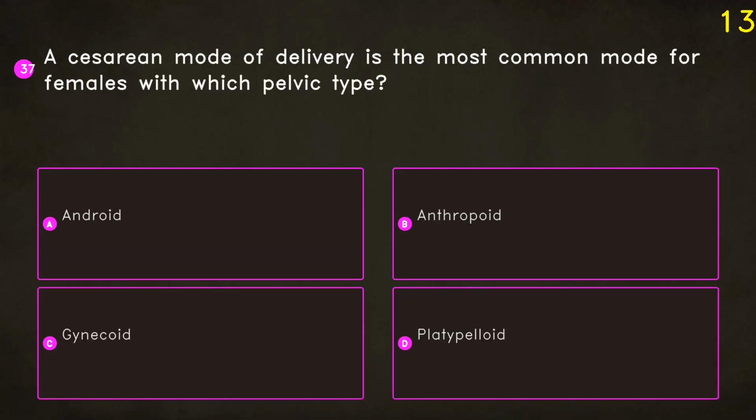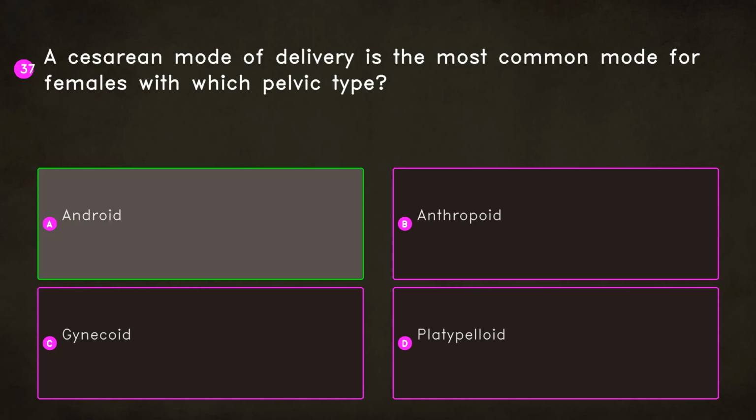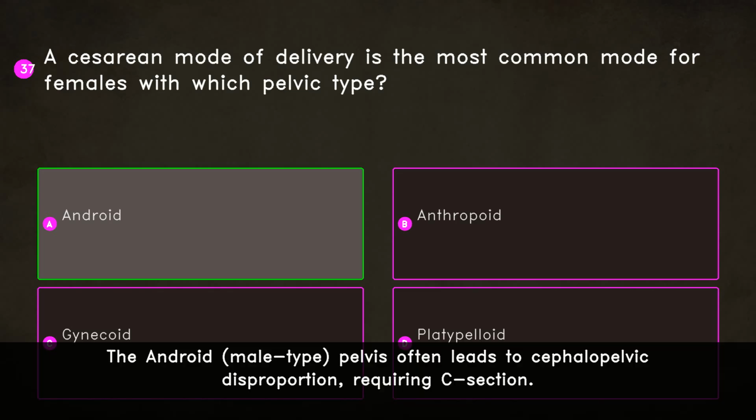Question 37. A cesarean mode of delivery is the most common mode for females with which pelvic type? A. Android. B. Anthropoid. C. Gynecoid. D. Platypeloid. The correct answer is android. The android, male type, pelvis often leads to cephalopelvic disproportion, requiring C-section.